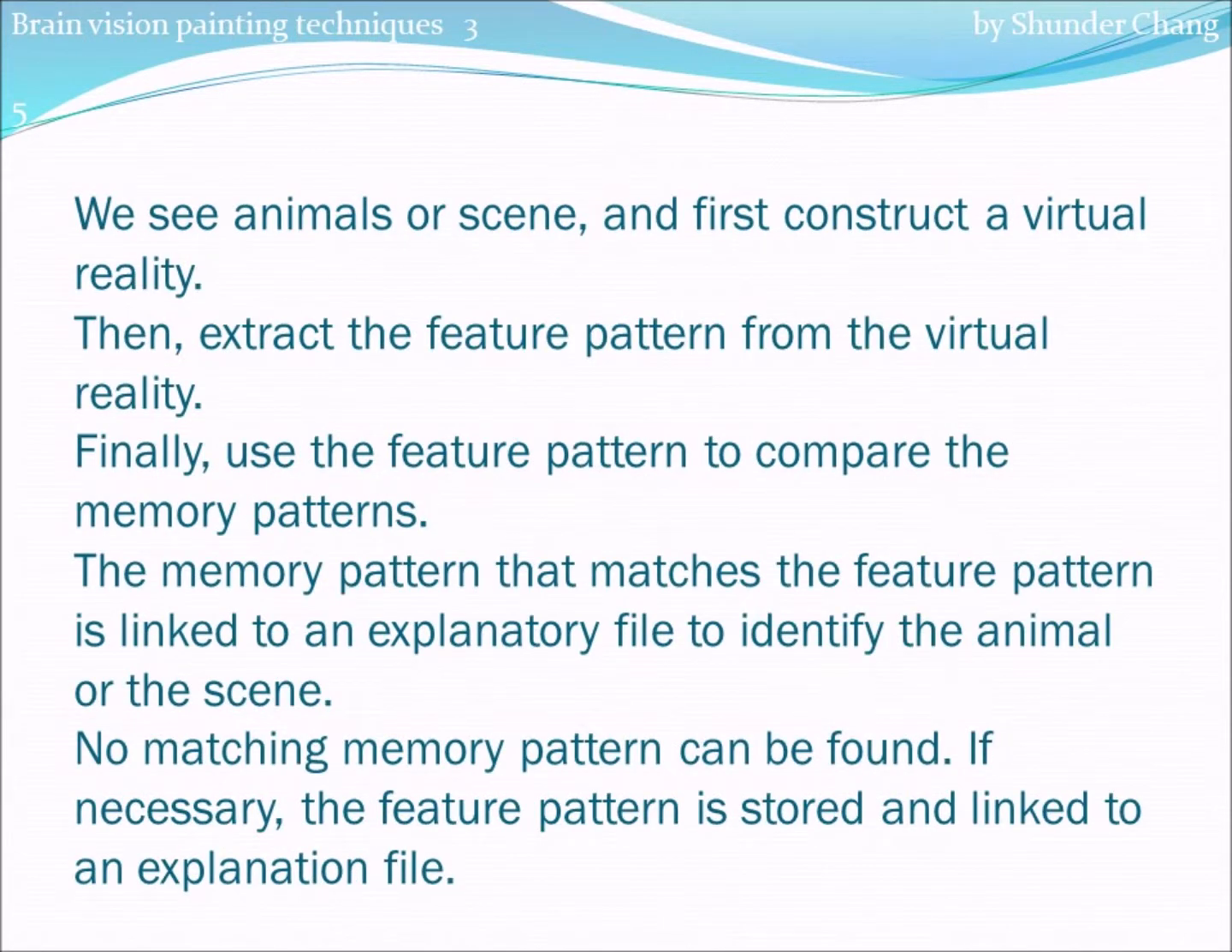We see animals or scenes, and first construct a virtual reality. Then, extract the feature pattern from the virtual reality. Finally, use the feature pattern to compare the memory patterns. The memory pattern that matches the feature pattern is linked to an explanatory file to identify the animal or the scene. If no matching memory pattern can be found, then if necessary, the feature pattern is stored and linked to an explanation file.